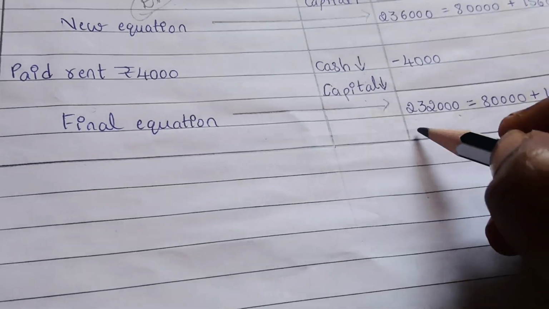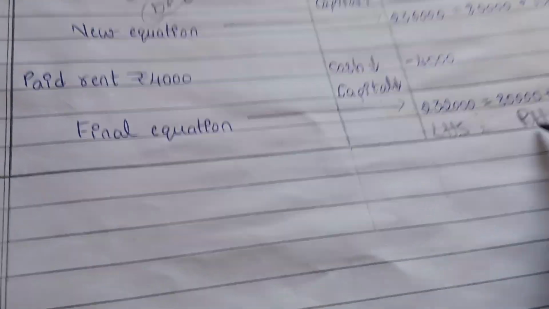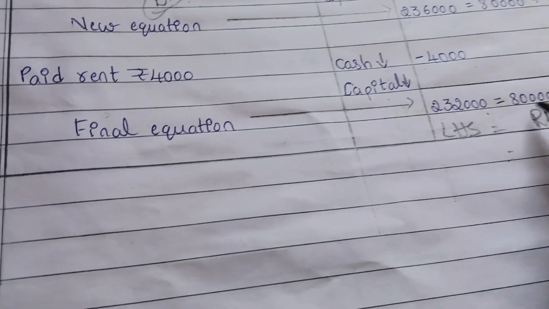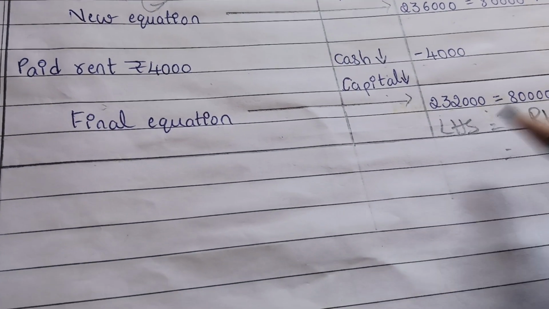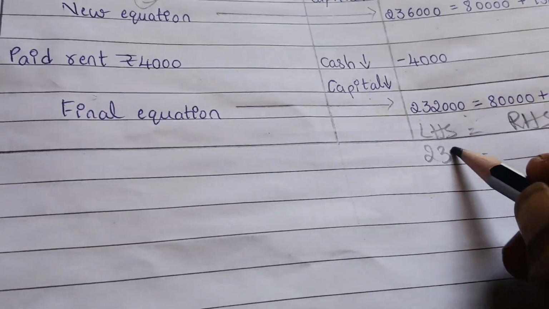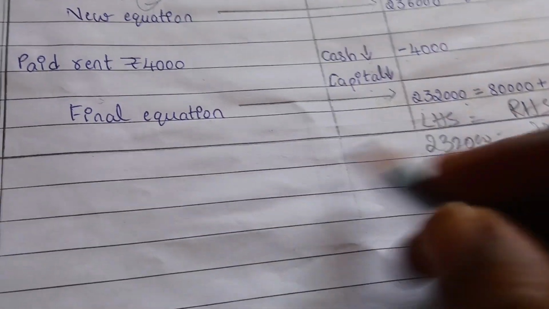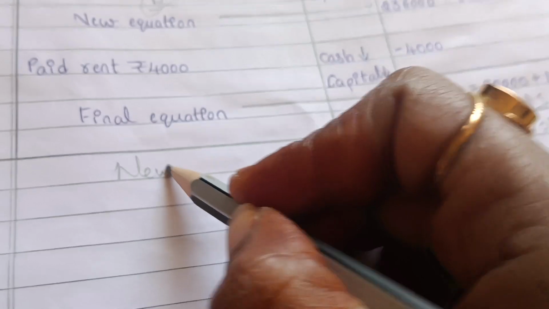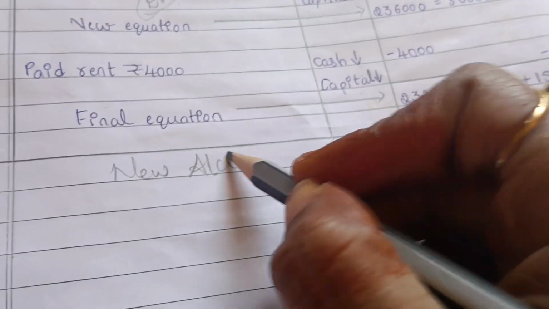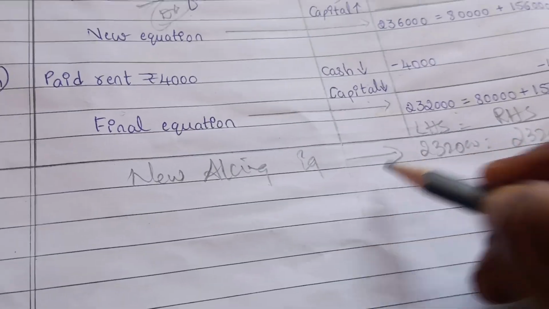Now you just see the entries. LHS is equal to RHS. That is 2,32,000 is equal to 80,000 plus 1,52,000. You get 2,32,000 only. So LHS will be equal to RHS. This is the new accounting equation. I hope this video will help you to learn something better.